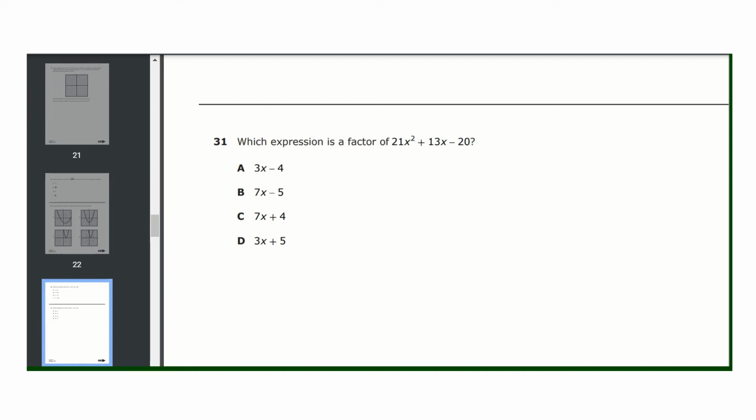Problem 31. Which expression is a factor of 21x squared plus 13x minus 20? A, 3x minus 4, B, 7x minus 5, C, 7x plus 4, or D, 3x plus 5.